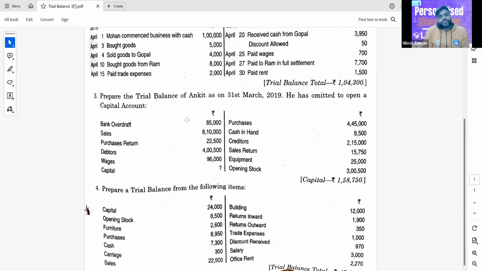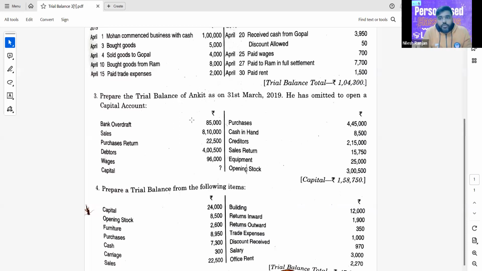Okay, sir. In question number 3, there is a question mark on capital. In that case, you have to calculate the capital. You know that in a trial balance both sides will be equal. So you put all the items on the debit and credit side, and whatever the difference is will be treated as capital.